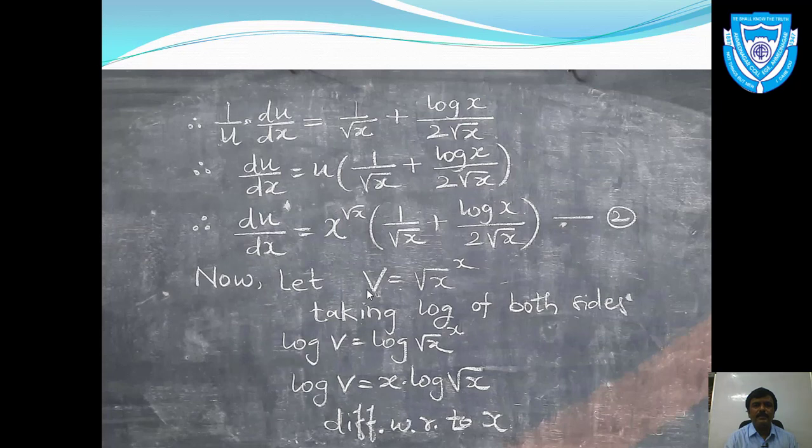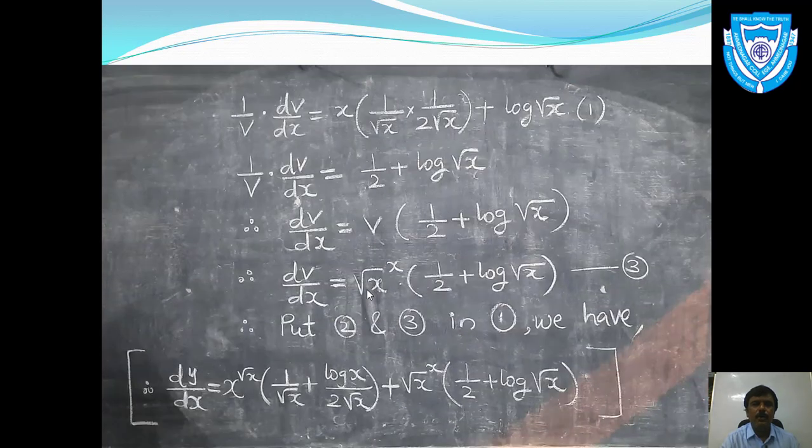Now next we'll find the derivative of v. What is v? v is equal to root x raised to x. Again we'll use the same method, taking log of both the sides. We'll take log of both the sides, we'll get log v is equal to log of root x raised to x, that is log v is equal to x into log of root x. Log का property use करने के बाद we got a simplified function. In the second last step you can observe that it is log v is equal to x into log of root x. Now let us start finding its derivative, differentiating with respect to x.